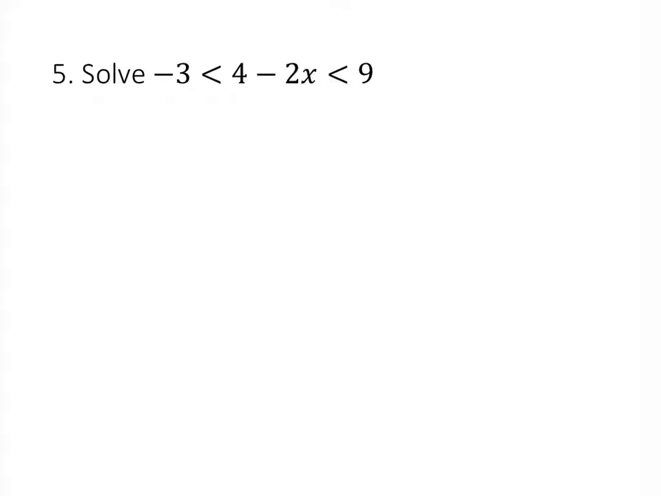Last one, again we have a compound inequality, and again we're going to do our operations to all three pieces of this inequality. So to get x by itself, we'll start by subtracting 4. That gives us negative 7 is less than negative 2x, which is less than 5. Then we'll divide everything by negative 2.